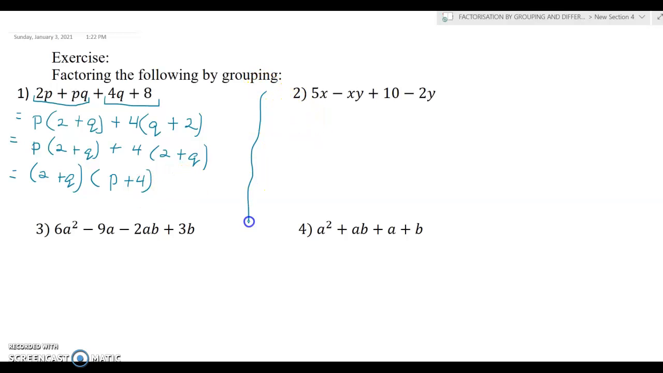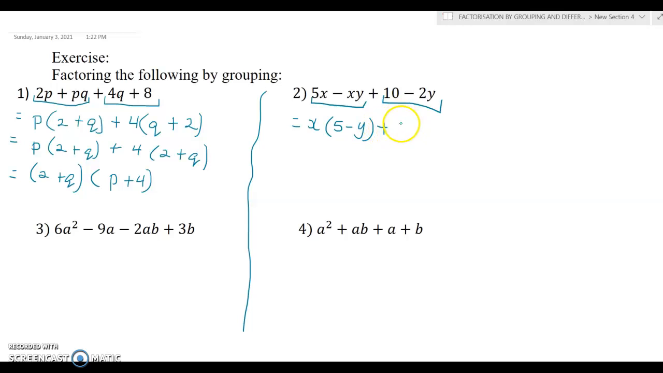Now let's look at number 2 here. Let's group off 5x minus xy, and then the 10 minus 2y. Now 5x minus xy, they have x in common. So x by 5 will give me back the 5x. Take away x by y will give me back that xy, or minus xy. So put your plus in the middle.